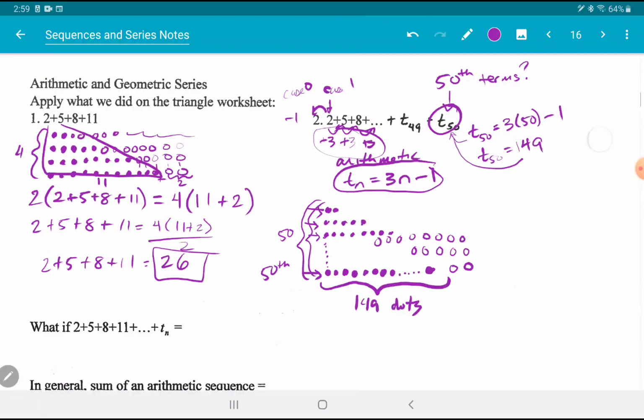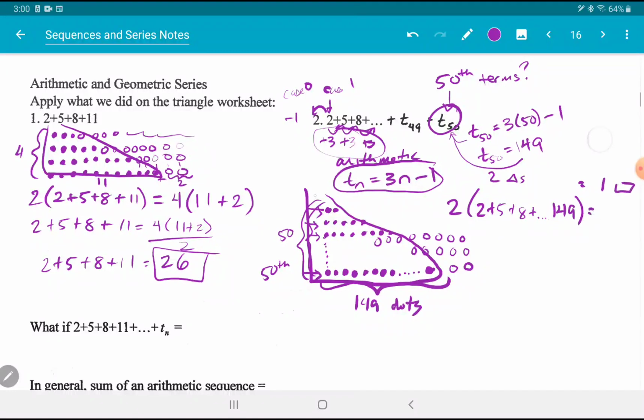Okay, so what we're seeing here is that based on our formula, 2 triangles, the triangles are made up of the black dots and the white dots. Those dots are going to be 2 plus 5 plus 8 plus yada, yada, yada, until we reach that 50th term, which is 149, right? So it looks like that. This is the formula for 2 triangles equaling 1 rectangle.